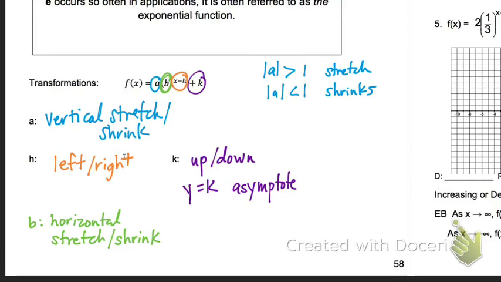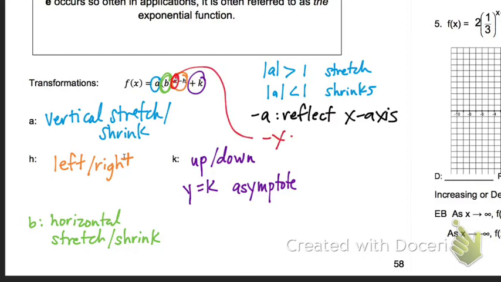Now, if you have a number in front of the A, so if you have like a negative A value, then it's going to reflect over the x-axis. If you have a negative x value, it's going to reflect over the y-axis. And it'll just take some practice, but you'll start being able to recognize and get the hang of it. There's only a few new ones that we haven't seen before.